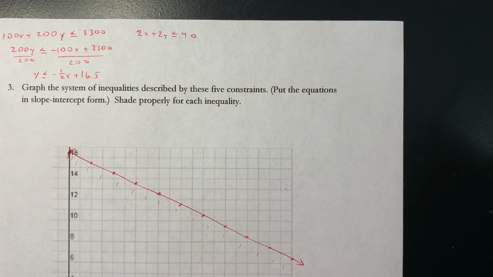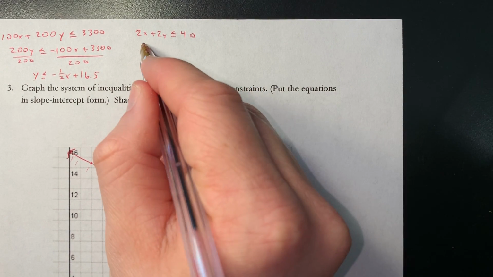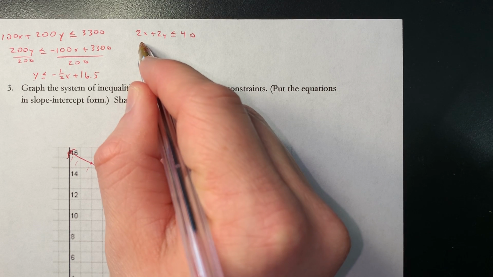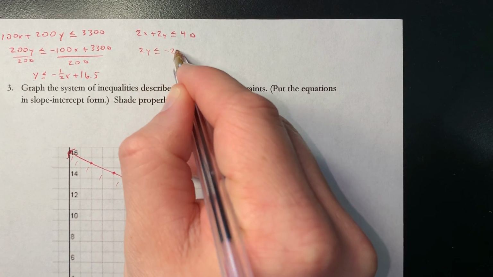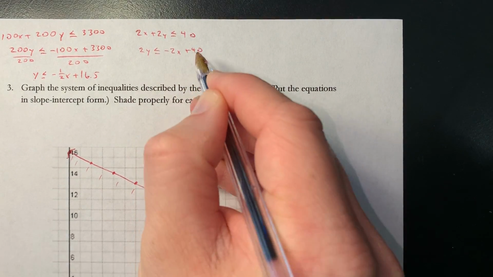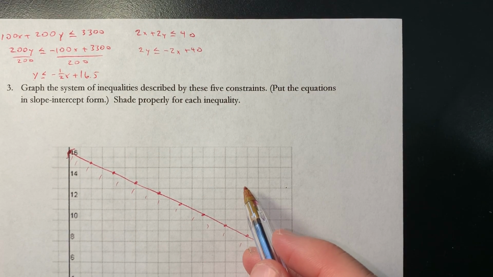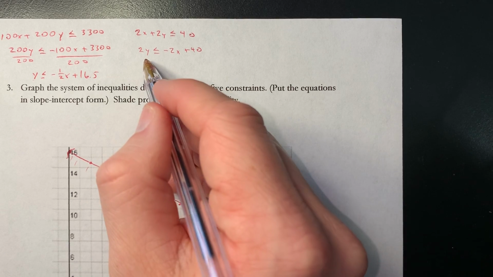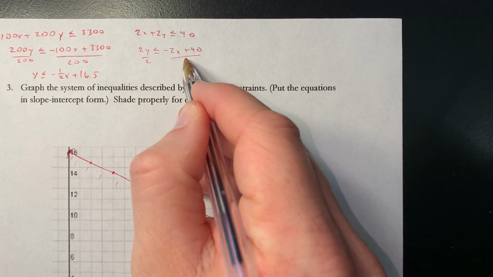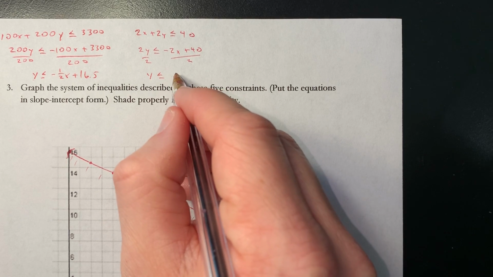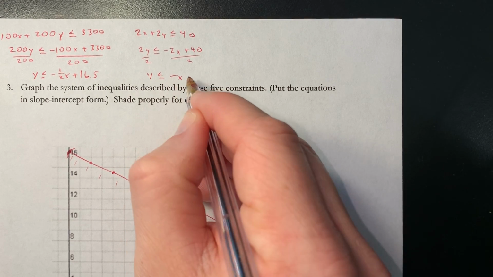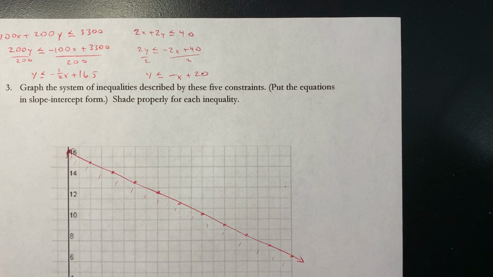Okay, so I'm going to solve that one for y. So I'll move that 2x to the other side. So we get 2y is less than or equal to negative 2x plus 40. Okay, then divide everything by 2. y is less than or equal to negative x plus 20.